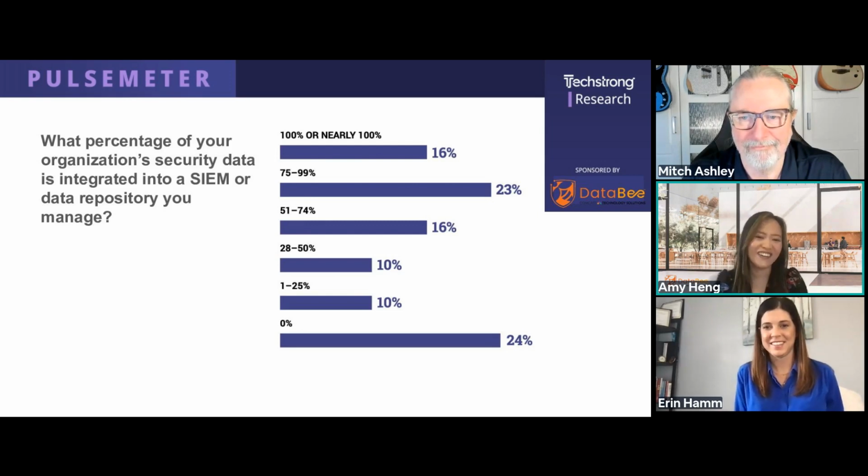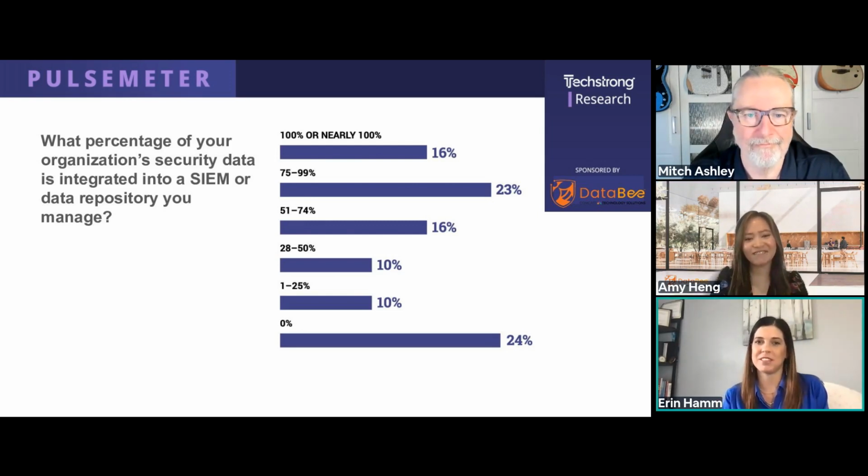Would love to know. Yeah, so at least from my perspective, when I'm thinking about the data repository that I manage, it doesn't matter if it's on cloud, on-prem, a SIEM, or a data lake such as Snowflake or Databricks. It really is, am I managing the data in that platform? And then am I managing the users that have rights to that platform? To me, that's the management of the data repository.